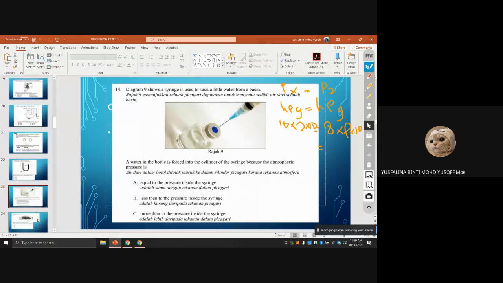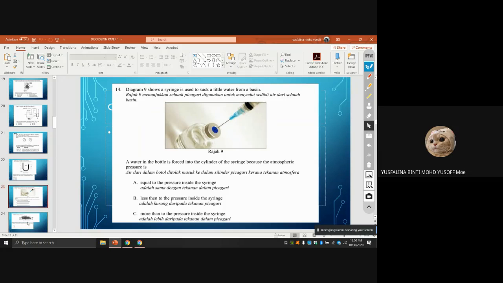Okay, diagram 9 shows a syringe used to suck a little water from a basin. The water in the bottle is forced into the cylinder of the syringe because the atmospheric pressure is more than the pressure inside the syringe, so the answer should be C. It will push the water down, and then the water can go inside the syringe here. So the answer is C.